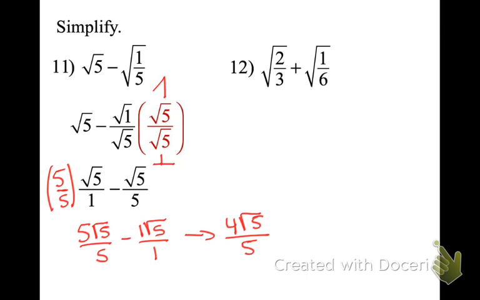Okay, so first I got rid of the radical on the first one. I got rid of the radical by multiplying by this fancy 1. Then I had to find the common denominator and use my identity property here. And now we have like terms. Oops, I made a boo-boo here. This has a 5. And now we have like terms on the denominator, so we can add our numerators. Let's try the next one.